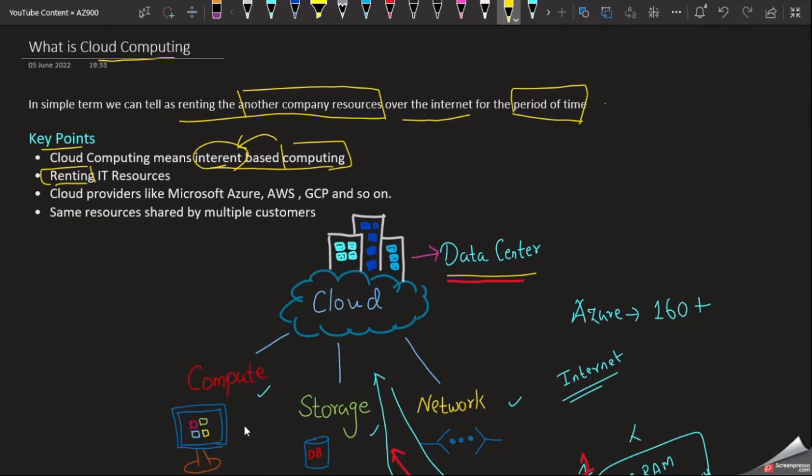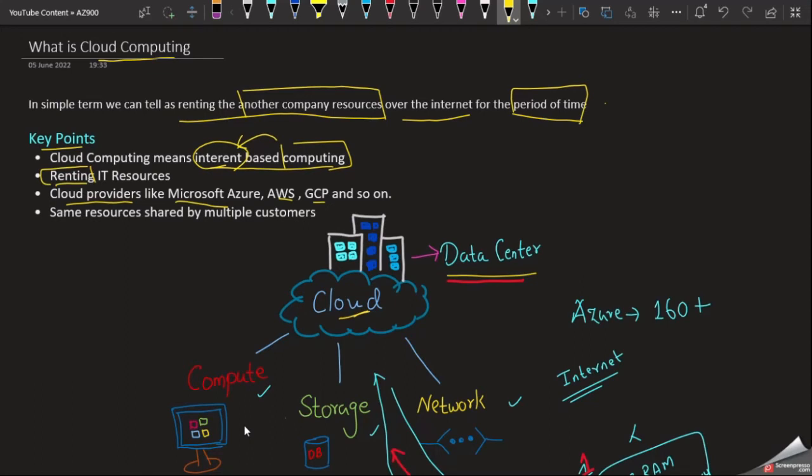And the companies which provide cloud services are called cloud providers. In the current global market, the trending cloud providers are Microsoft Azure, AWS and GCP. There are more cloud service providers, like IBM and Alibaba Cloud, but the most trending cloud providers are Microsoft Azure, AWS and GCP.